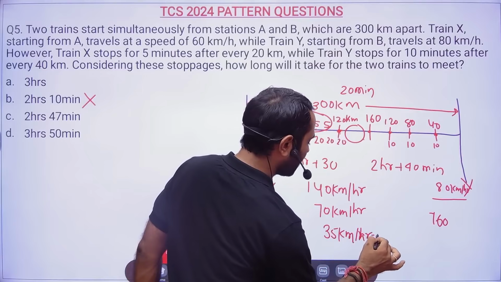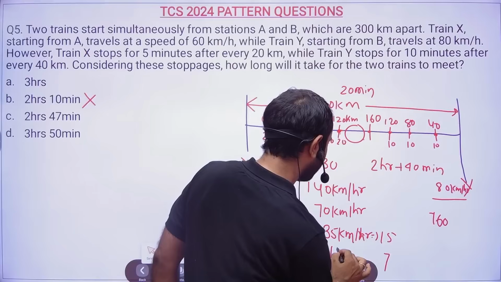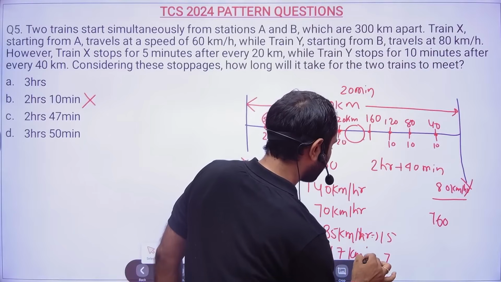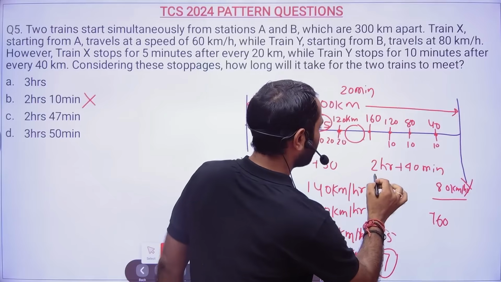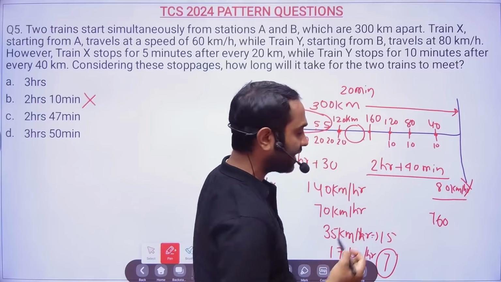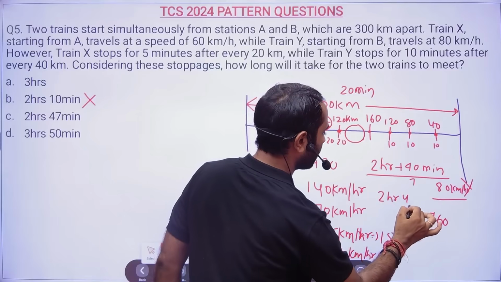So for 15 minutes, it is 35. So in another 7 minutes, it will be 17 kilometer per hour. So they will be taking another 7 minutes. So this 2 hours 40 minutes earlier they had taken, and now plus 7 minutes, so it will be 2 hours and 47 minutes.